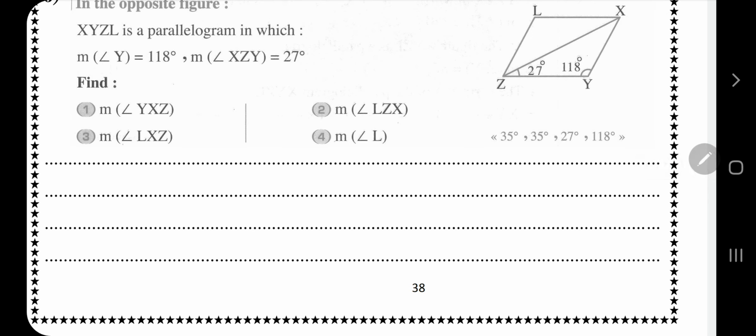He asked me to find the measure of the angle YXZ.